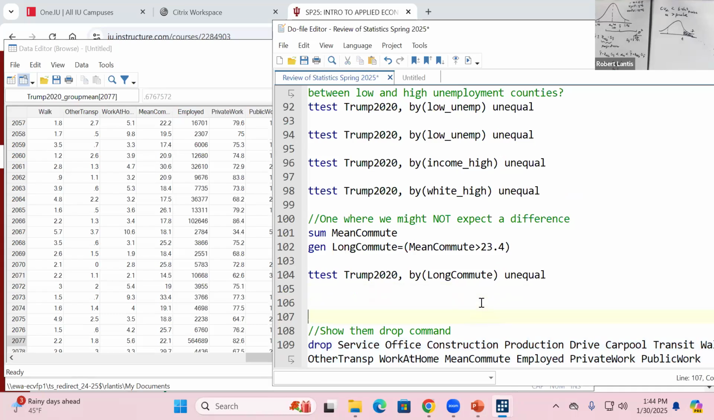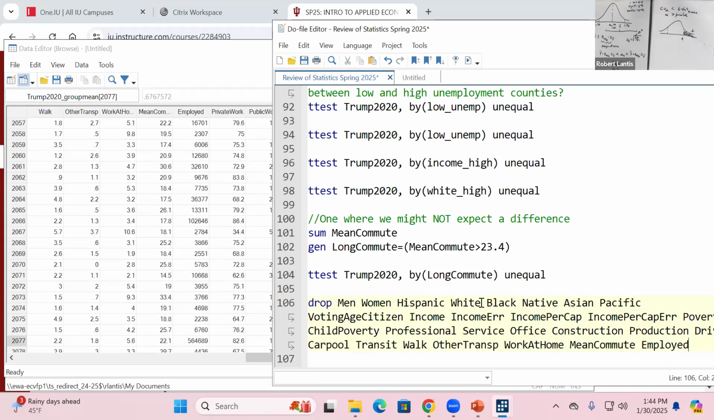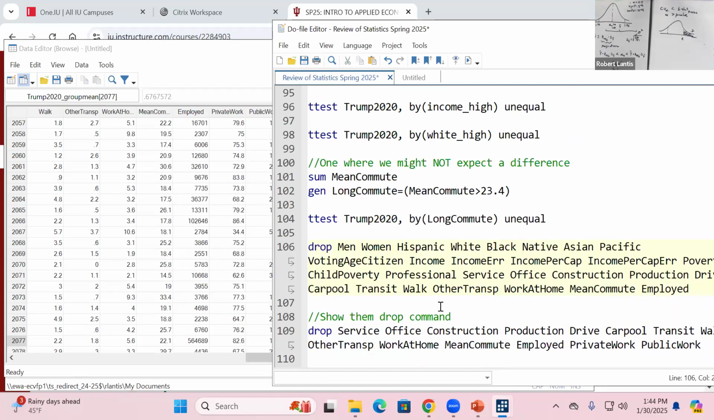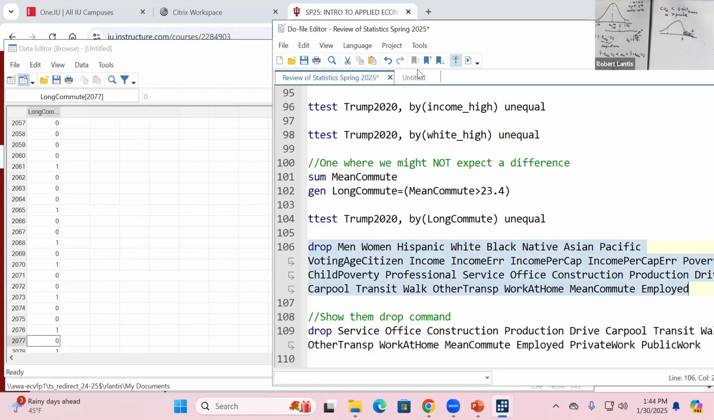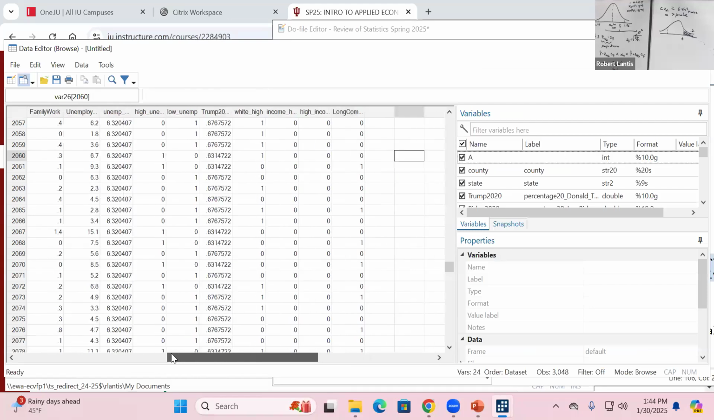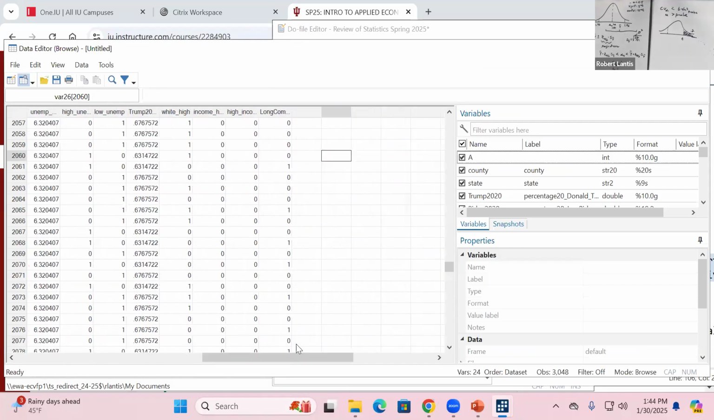I'm then going to say I want to drop and paste all of these, right? Now if I drop all this, oh, cool. I now have a much smaller data set. I don't have to do as much scrolling. Now, once I drop those, they're gone. So if I ever want to get those variables back, I have to go back and open up the original file and do everything again.